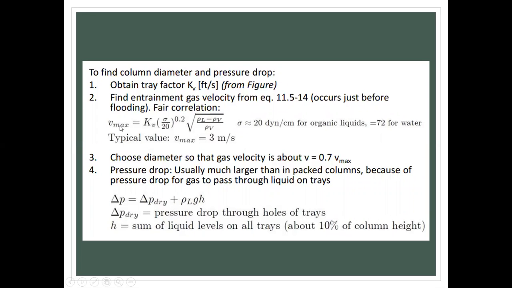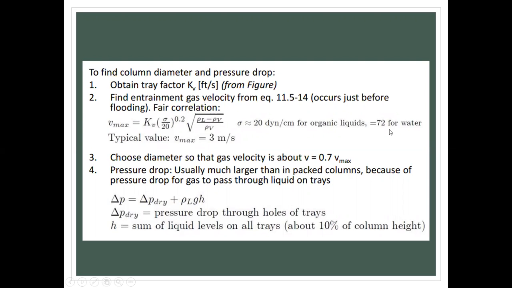This is the entrainment velocity, meaning the velocity of the gas at which it will carry with it the liquid. Supposedly the gas is going to leave the column with no liquid entrained. But in this case, because your column is flooded, it will carry with it, or entrain, liquid. So this is the maximum velocity. You have the kV taken from the figure. This is the interfacial tension. The most often used value is 20 dyne per centimeter for organic liquids.